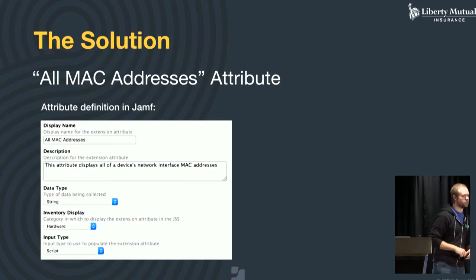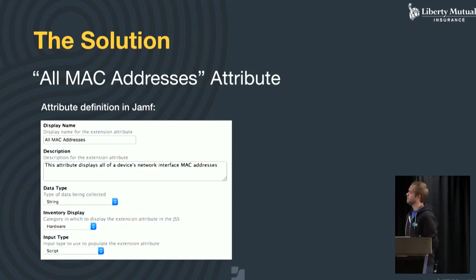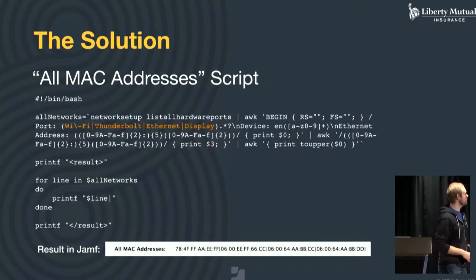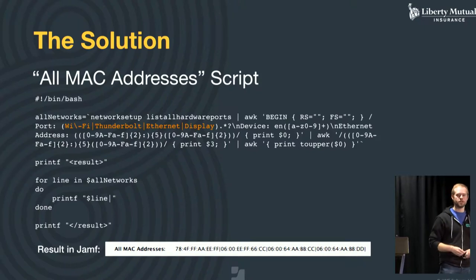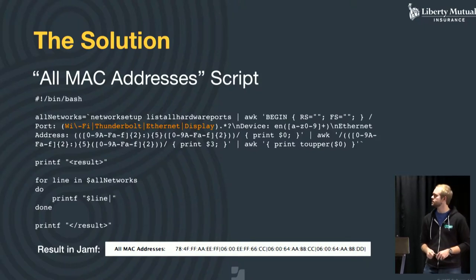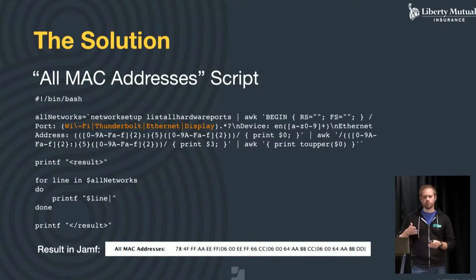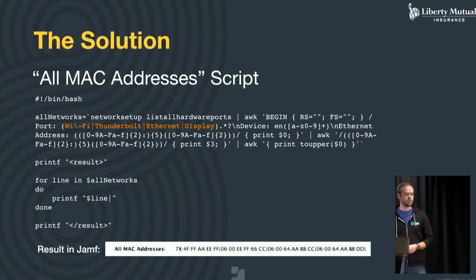Right? So the first thing we did with Jamf's help is we created an extension attribute that contains every MAC address that a device has. So this is the attribute definition in the JSS, and this is the script. So this script runs on the device, and it collects basically every MAC address for certain types of adapters that you see there and puts them into a pipe-delimited attribute that we can then use later.